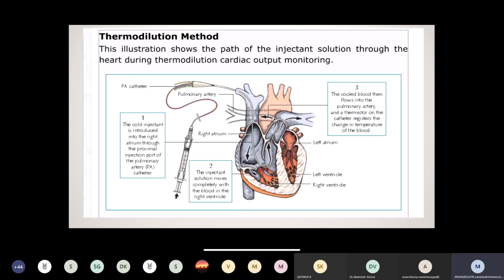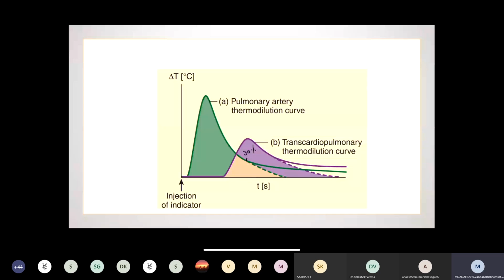Let's see the procedure. From the port, we inject 10 ml of the cold or the normal room temperature inject. It will come into the right atrium, and in the right ventricle it mixes with our blood, and the change in temperature is measured by the thermistor in the pulmonary artery. The curve which is obtained by this is the pulmonary artery thermodilution curve.